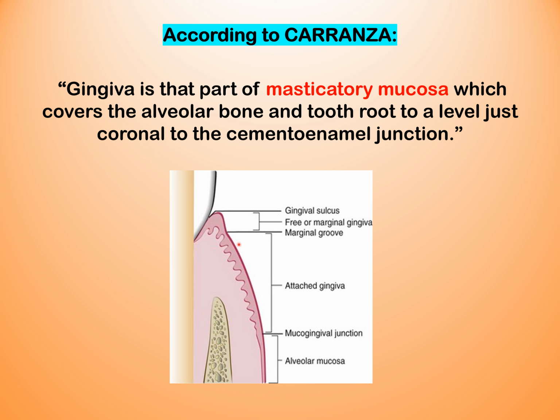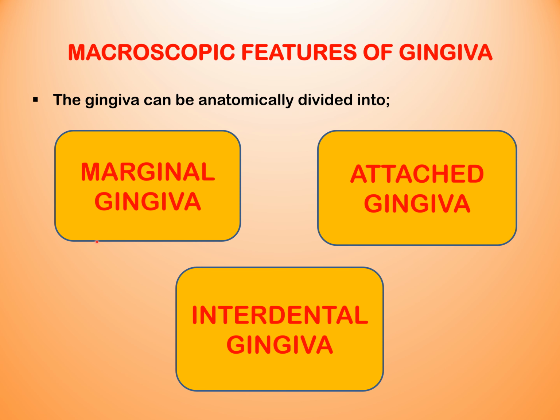So we have three types of oral mucosa, that is lining mucosa, masticatory mucosa and specialized mucosa. So gingiva is in the category of masticatory mucosa. Talking about the macroscopic features of gingiva, gingiva can be anatomically divided into three types, that is marginal gingiva, attached gingiva and interdental gingiva.